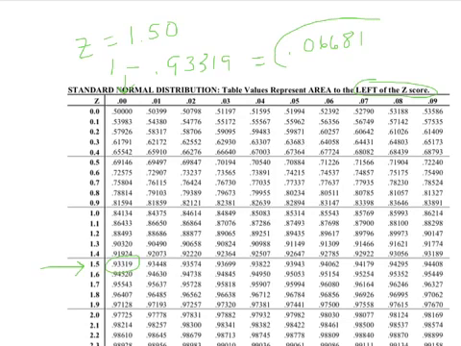0.0668. That's your final answer. That's the probability that you're going to catch a fish that's greater than 16 inches. About 6.6%. Good times.